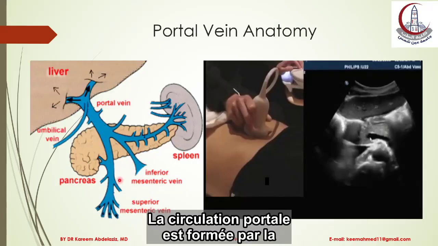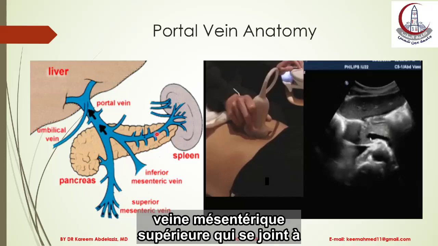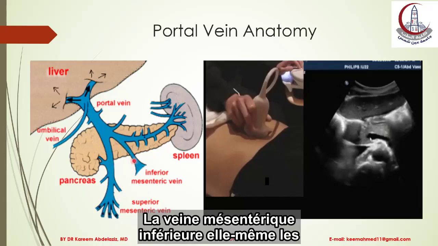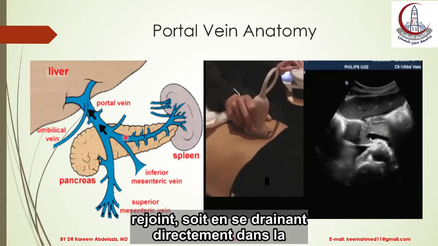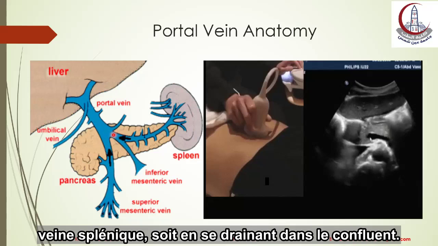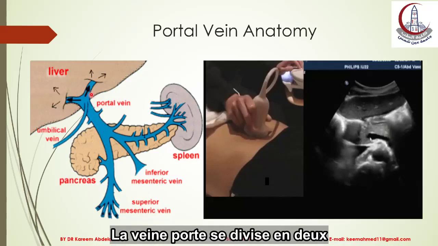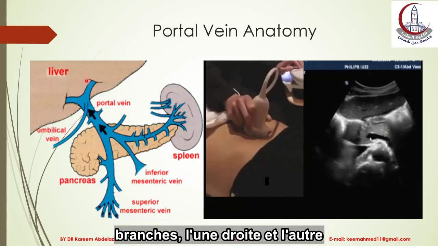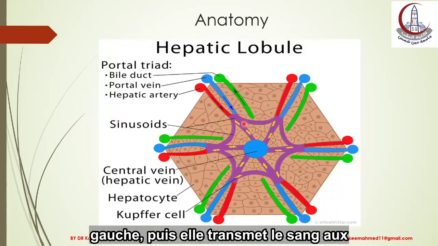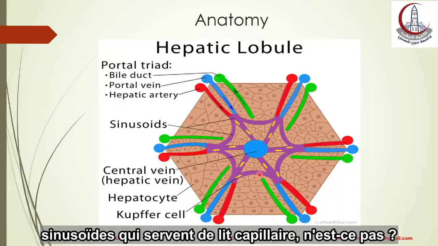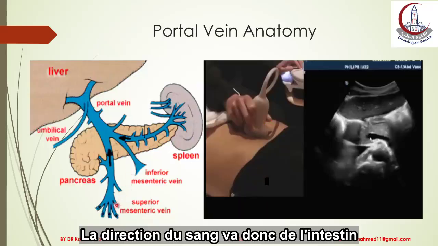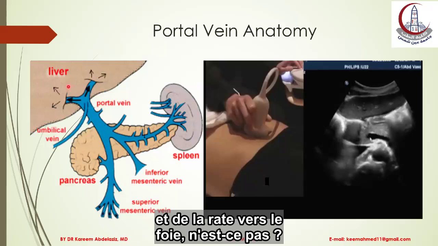The portal circulation is formed from the superior mesenteric vein uniting with the splenic vein to form the portal vein. The inferior mesenteric vein will join them either through drainage into the splenic vein directly or drainage into the confluence. All of this will form the portal vein. The portal vein will divide into right and left branches, and then it will give the blood to the sinusoids, which act as the capillary bed. Right? So the blood direction is from the intestine and spleen toward the liver, right?